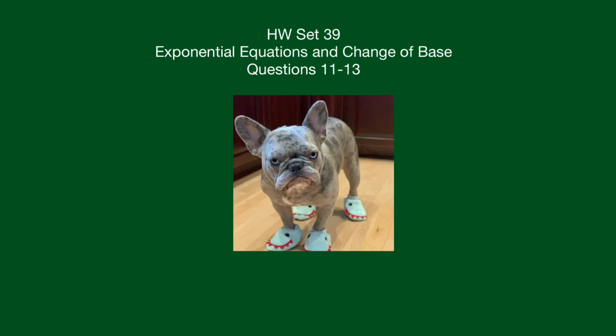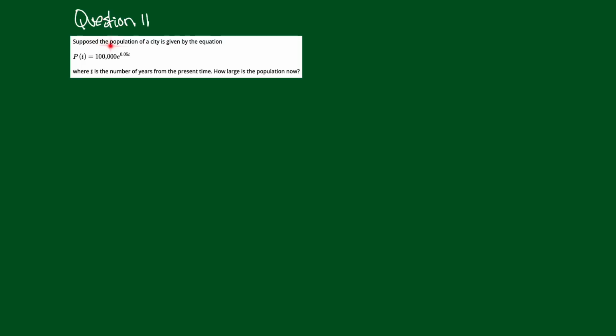This is a continuation of homework set 39. We're going to look at questions 11, 12, and 13. Question 11. Suppose that the population of a city is given by this. Oh, it's exponential. Now, I'll rewrite it here.